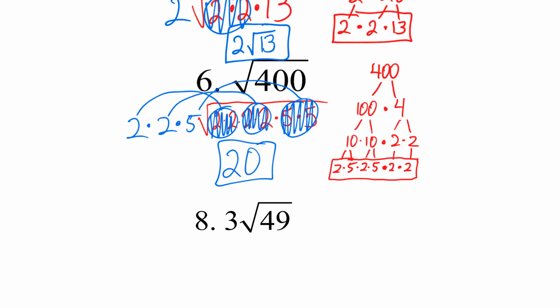Which, in this case, you can see that that number 400 is actually a perfect square. If you just typed in square root of 400, you would see it just gives you the whole number of 20.